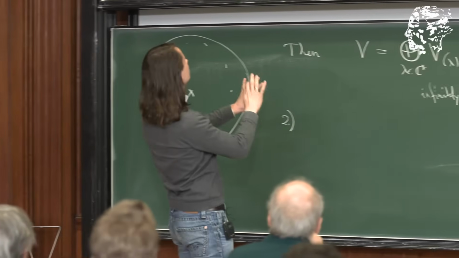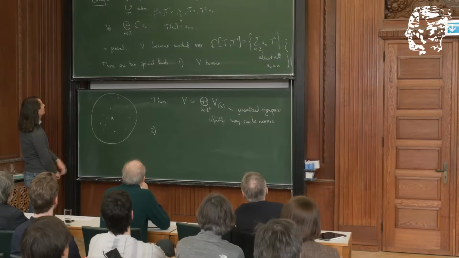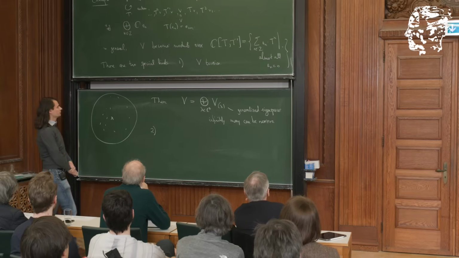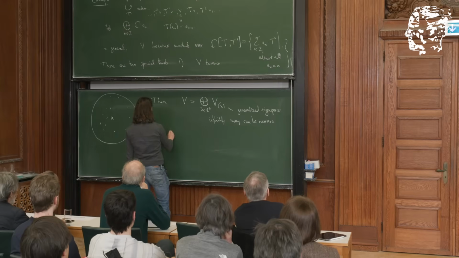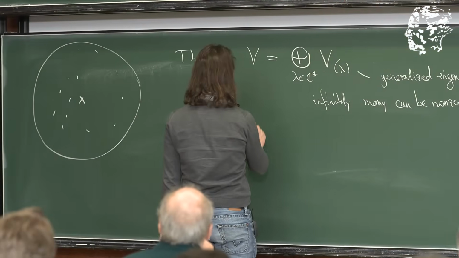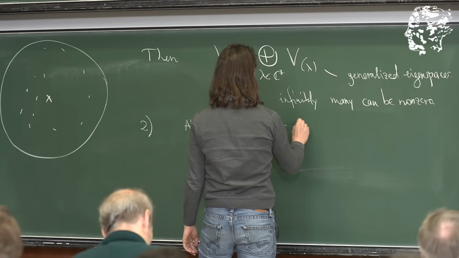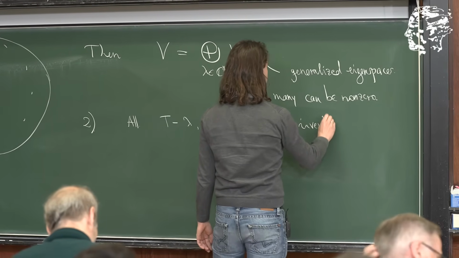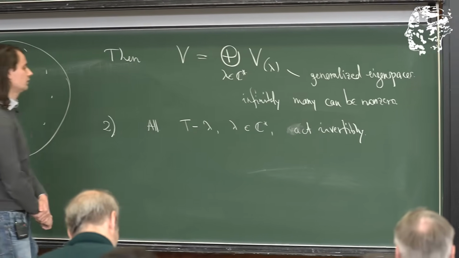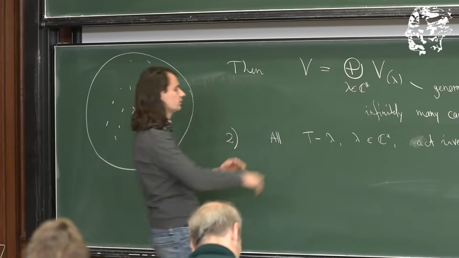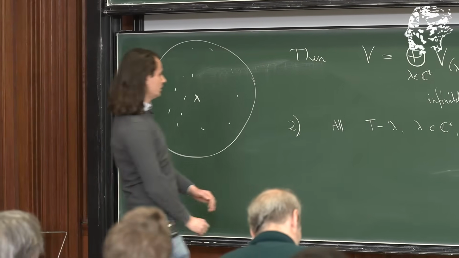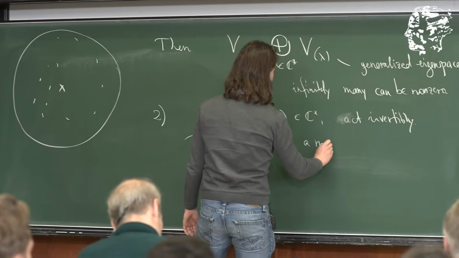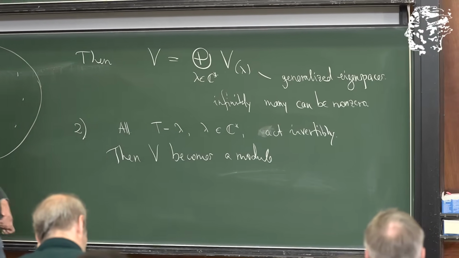And if you study such V vectors, such modules up to those that are torsion, then up to things that are torsion, you can assume that everything acts invertibly. So you can also have the situation that all T minus lambda, where lambda is in C star, act invertibly. So you don't just have a kernel, so an eigenspace, but also they act surjectively. So then V actually becomes a module over the thing where you are also allowed to divide by all of these things.